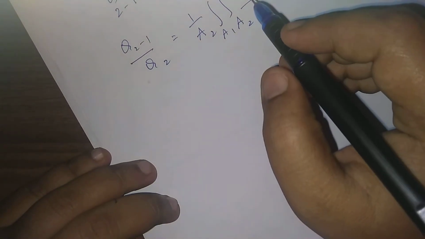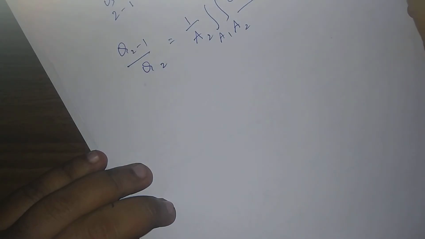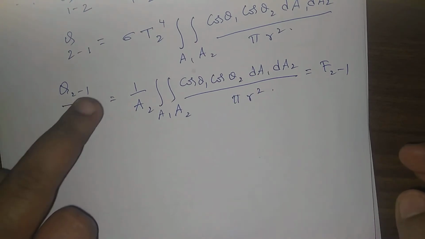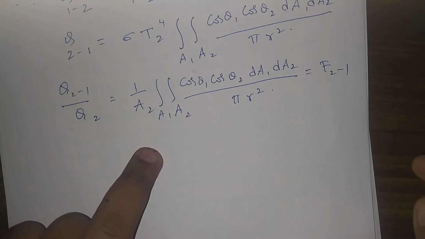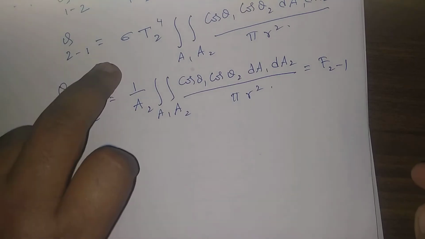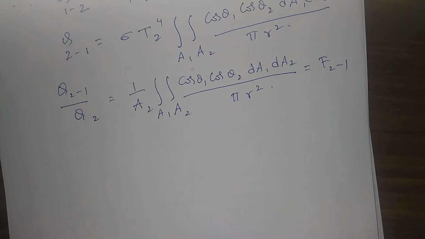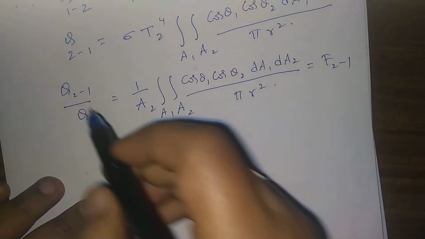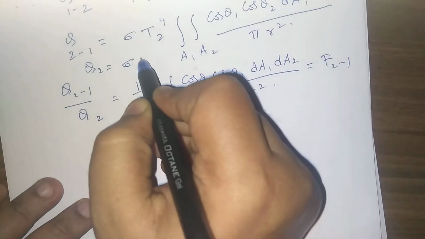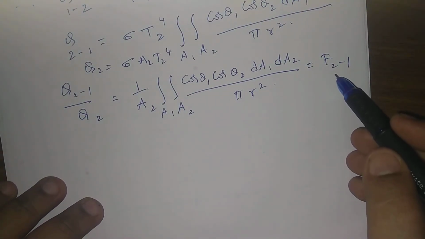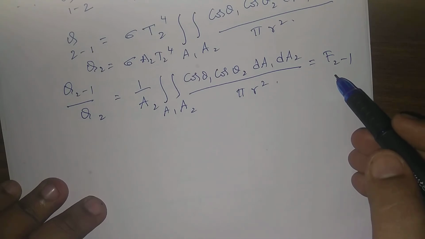Now what is this ratio called? This ratio is called F2→1. I think Q2→1 divided by Q2 is given by this. Similarly, what is Q2? Sigma T2 to the power of 4, correct? A2 T2 to the power of 4. Sigma A2 T2 to the power of 4. Here I'll write it: Q2 is equal to sigma A2 T2 to the power of 4. So this thing is called the shape factor. Got it? So that is what it is.